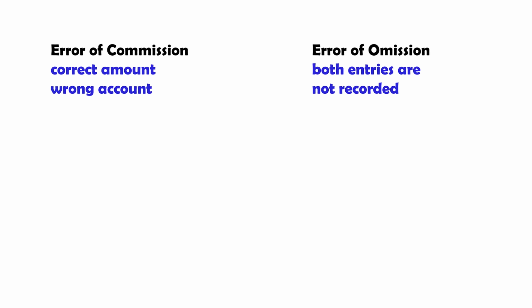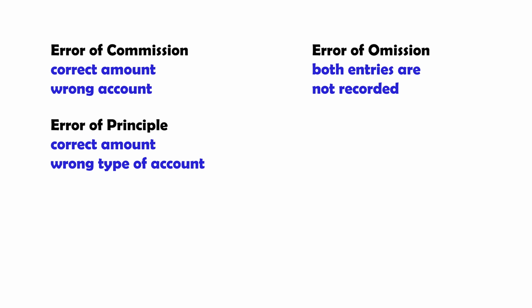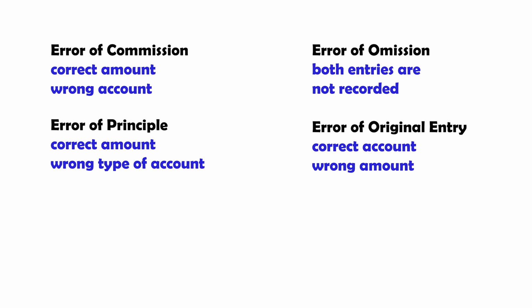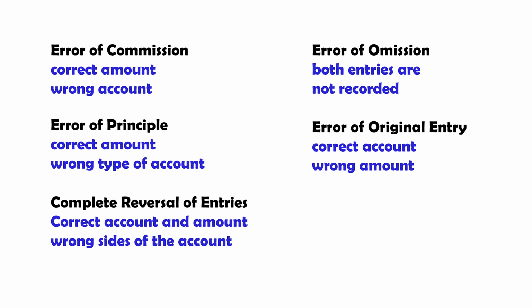Correcting errors that do not affect the trial balance. Error of commission: correct amount, wrong account. Error of omission: both entries are not recorded. Error of principal: correct amount, wrong type of account. Error of original entry: correct account, wrong amount. Complete reversal of entries: correct account and amount, wrong sides of the account.